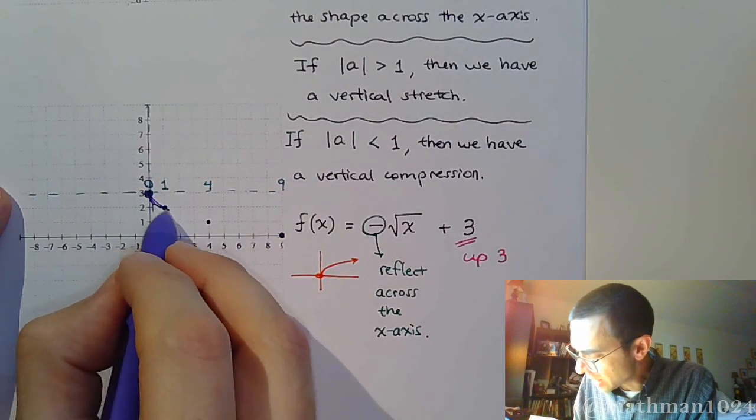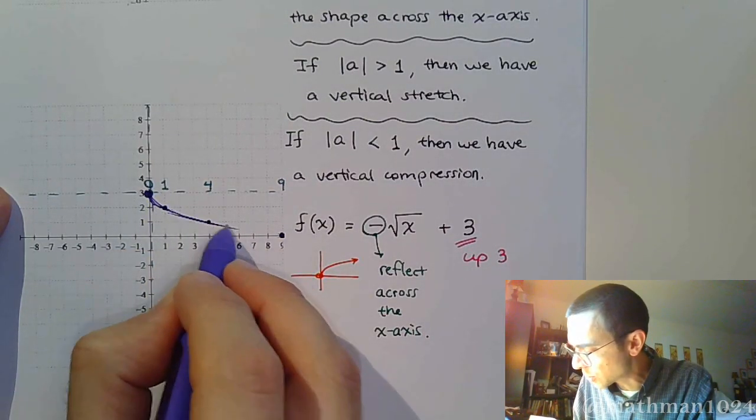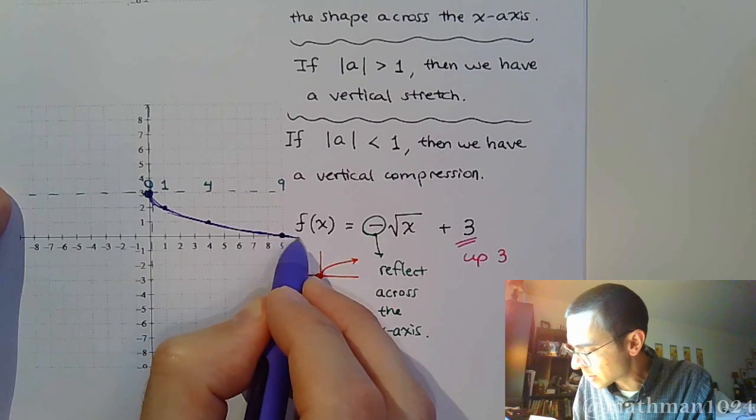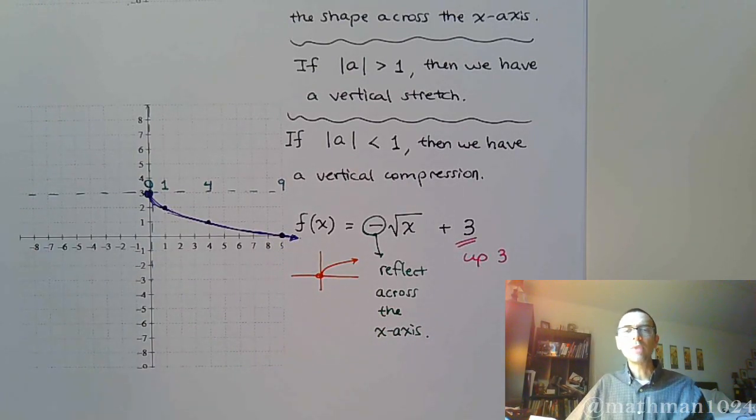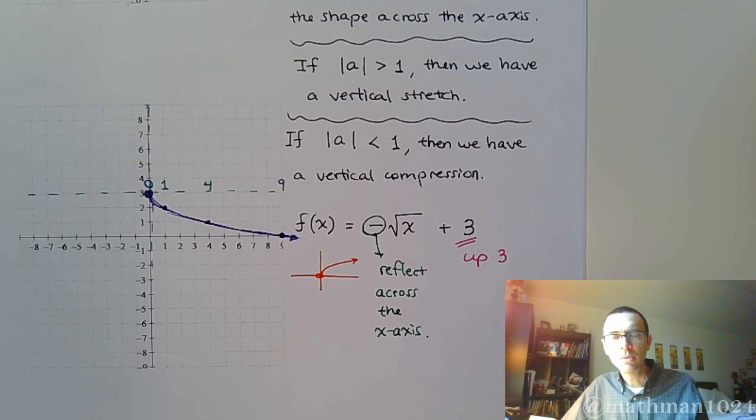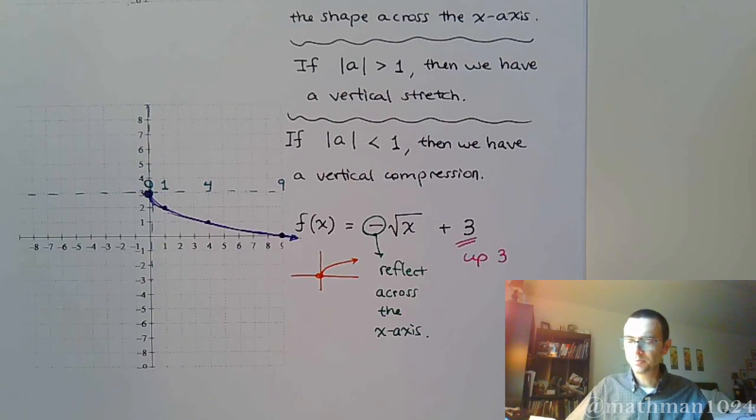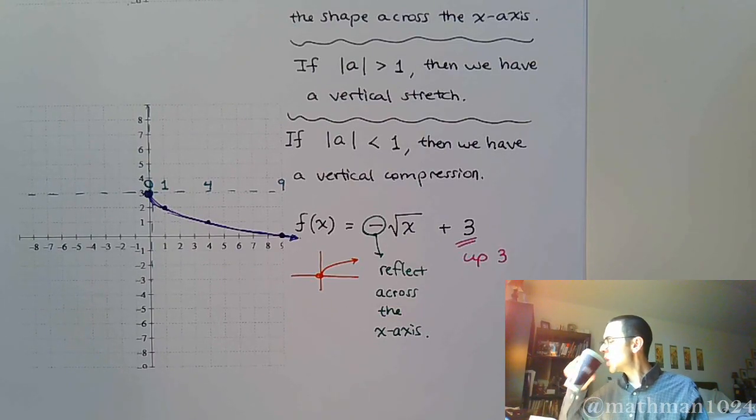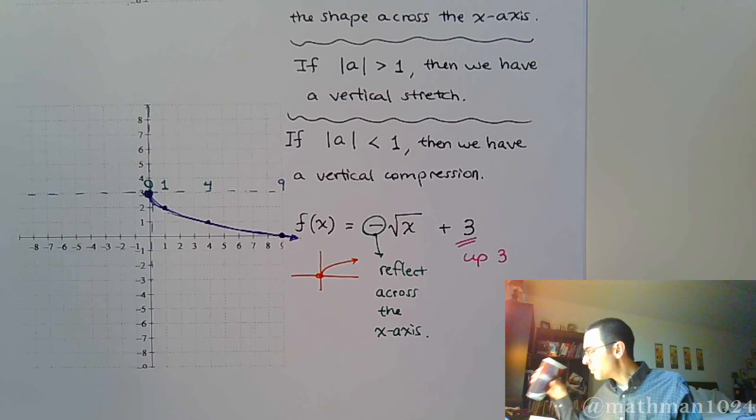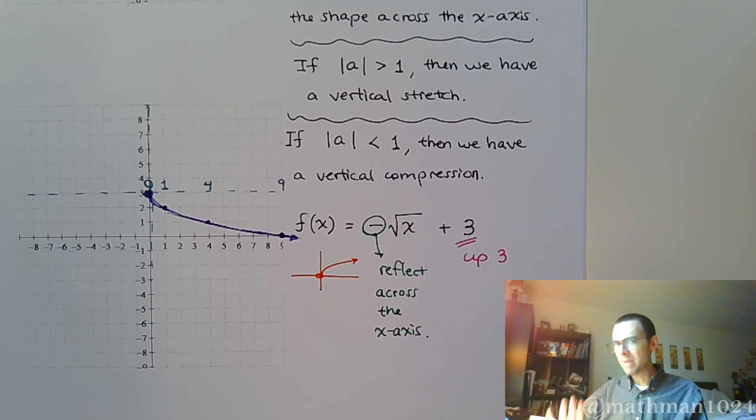So when you connect these dots, you'll see that we have that same square root shape that we had before, except now it's upside down. We didn't do anything to those points. All we did was turn the orientation of the graph to be upside down. I hope that makes sense.